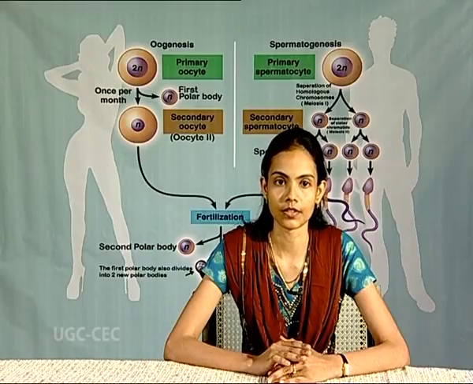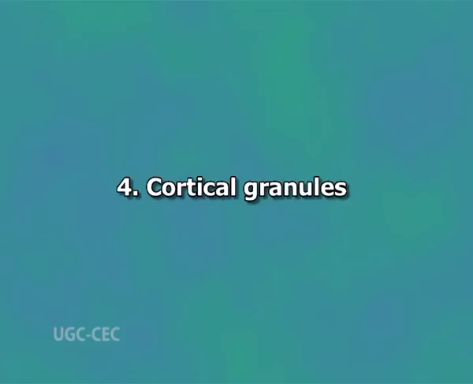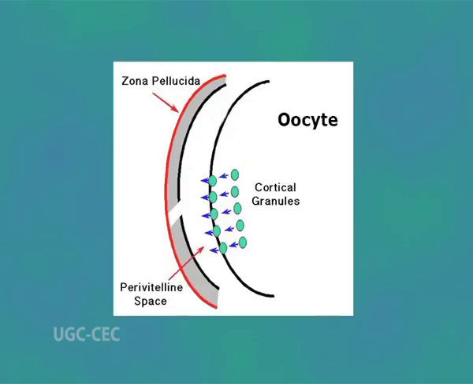Cortical granules. Cortical granules are formed in mature oocytes. The cortical granules are spherical bodies surrounded by a simple membrane and containing acid mucopolysaccharides which synthesize the fertilization membrane during fertilization.